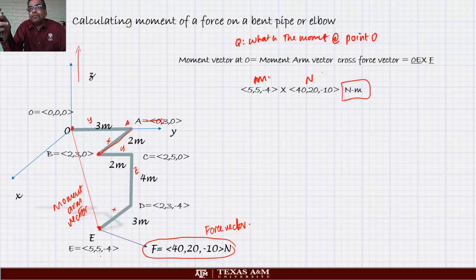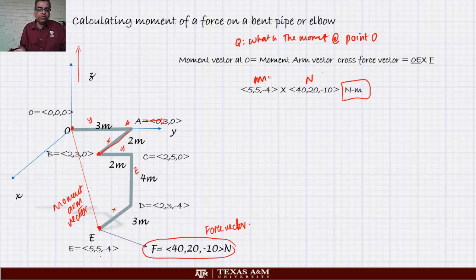In the FPS system it will be foot-pound, in the SI system it will be Newton meters, and in the engineering system many times people will use kilonewton millimeter or Newton millimeter, depending upon the situation. Okay, so you have to do this cross product. One way to do it, just do it.